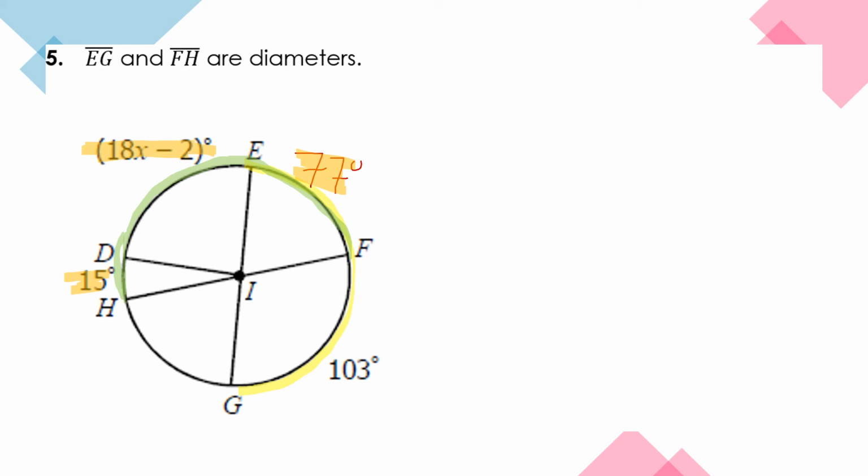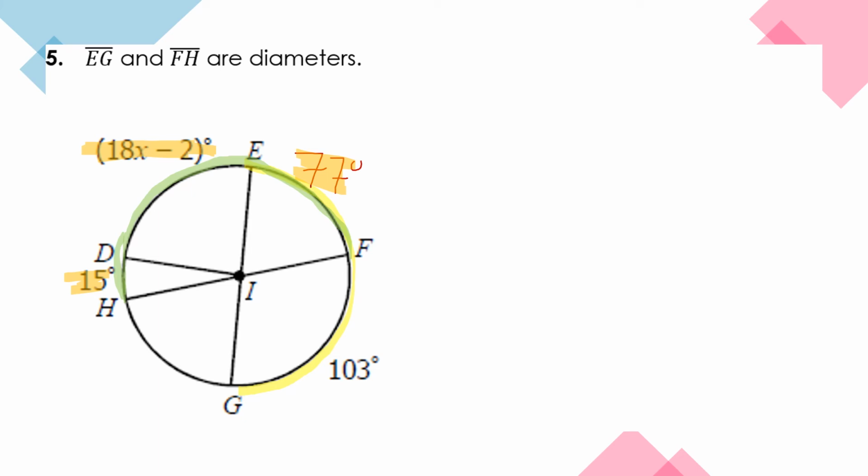You could break it down a little bit more and make it easier. I don't know that it makes it easier, but it might make more sense to you. So I'm going to show you some options. So the first option would be to do 15 plus 18x minus 2 plus 77 equals 180 degrees and solve it. Now, what you might want to do is use the central angles.